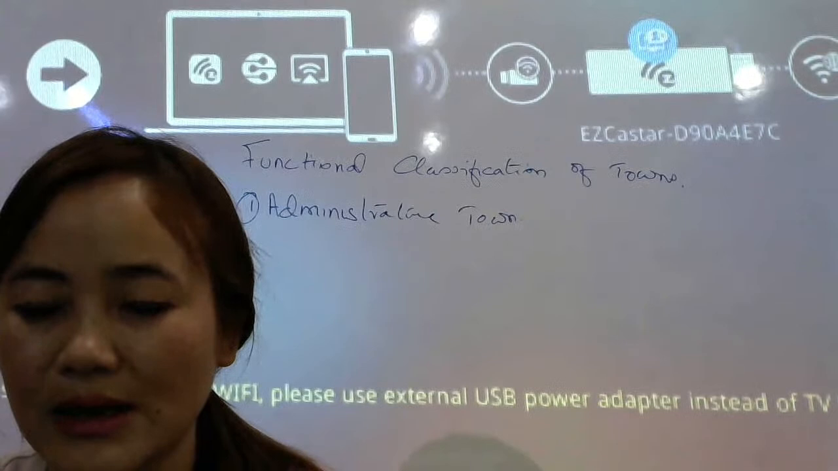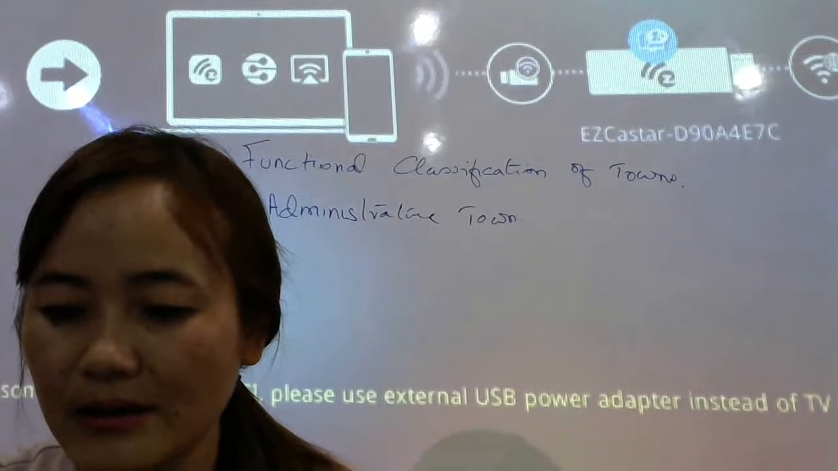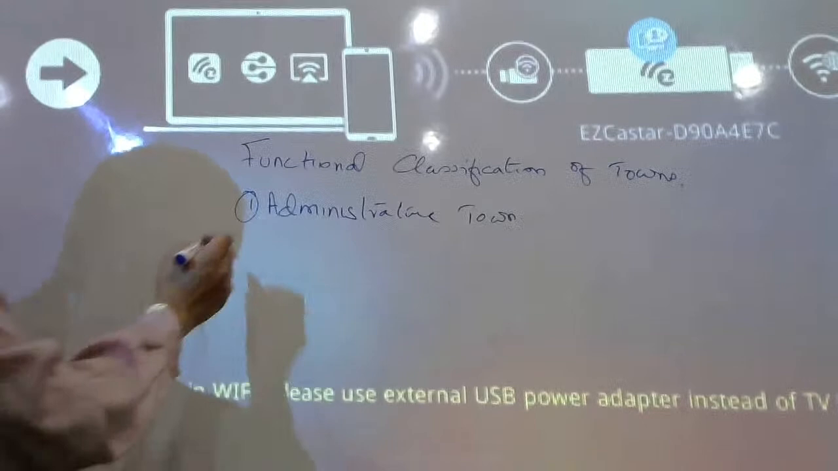Okay, coming to the second type of urban settlement based on their function, the second type are the defensive towns.